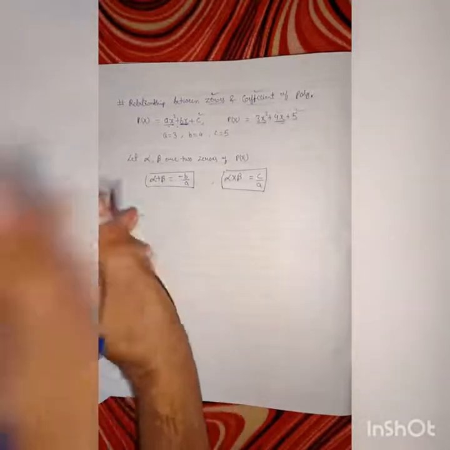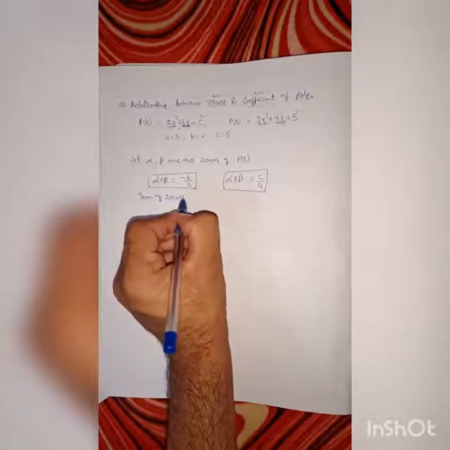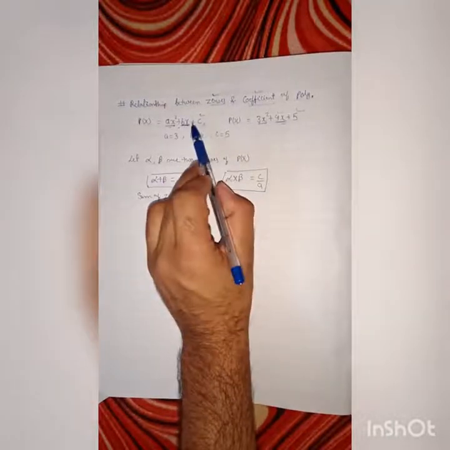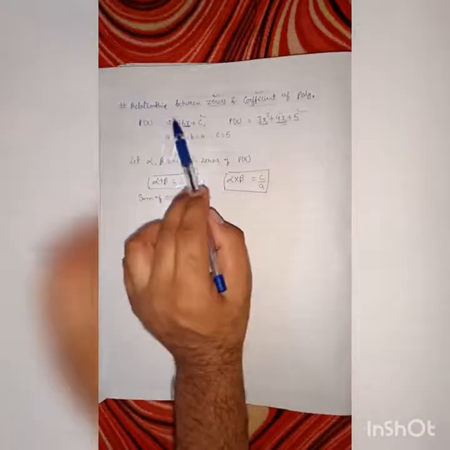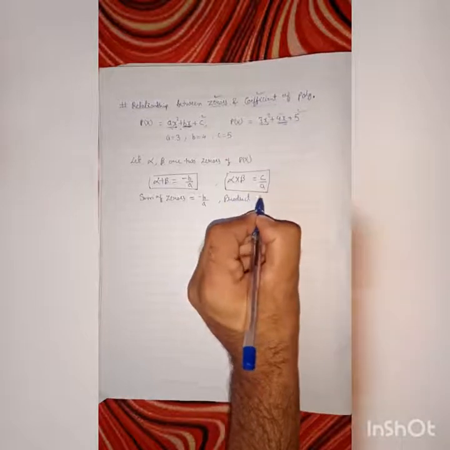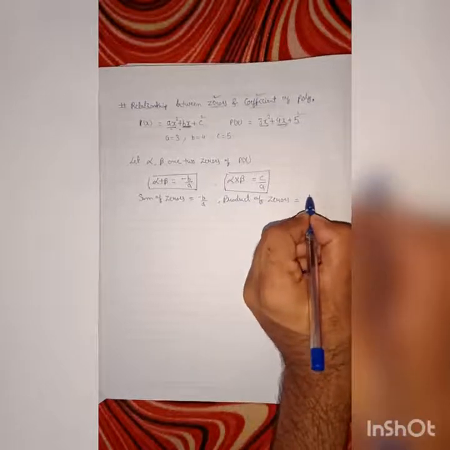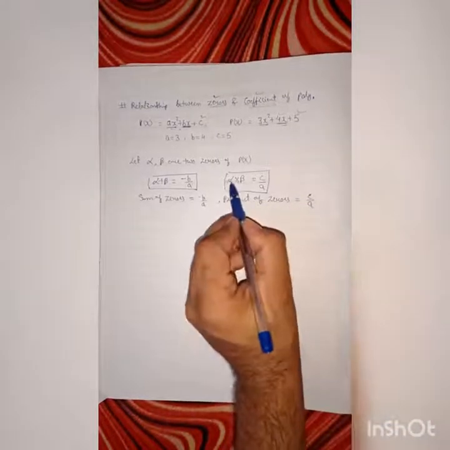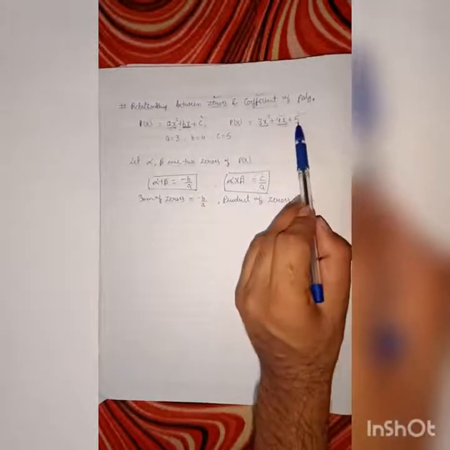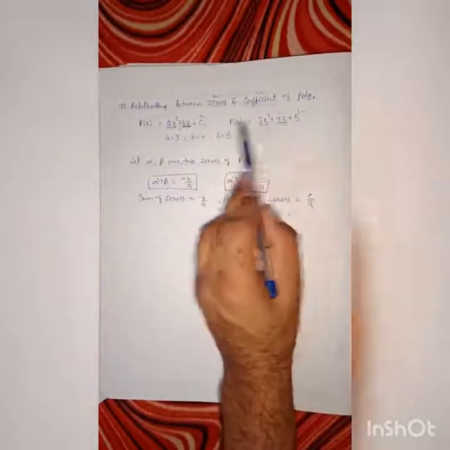Meaning alpha and beta are two zeros of p(x), and if we want to find their sum, the sum of zeros, it is called minus b upon a. Here b means the coefficient of x and a is the coefficient of x square. And the second thing, the product of zeros, we can show it by c upon a. Product means alpha into beta. Okay, so c upon a, where c means the constant term, and a means the coefficient of x square.